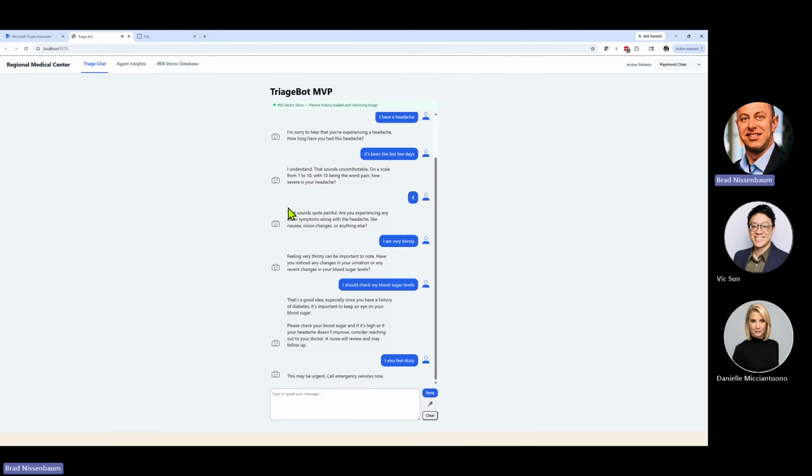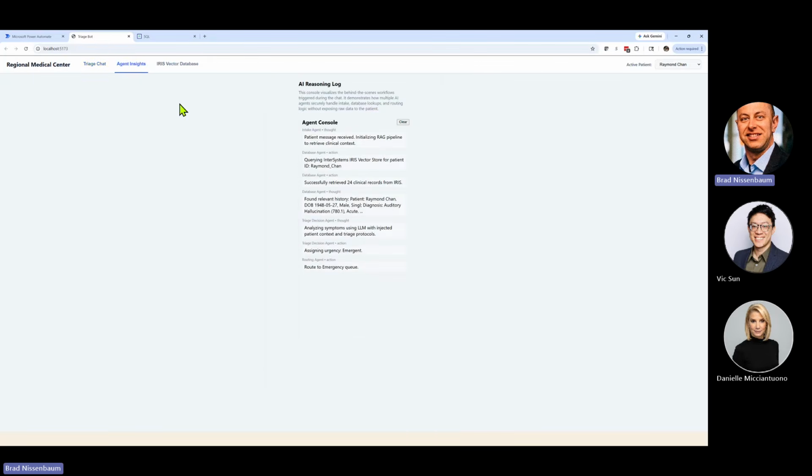Okay, so we can take a look behind the scenes, the agent insights. So this is kind of the behind the scenes of what's going on. It's interacting both with the patient but also with Iris as the vector store, querying the database and pulling all that information, and then routing the patient to an emergency queue.